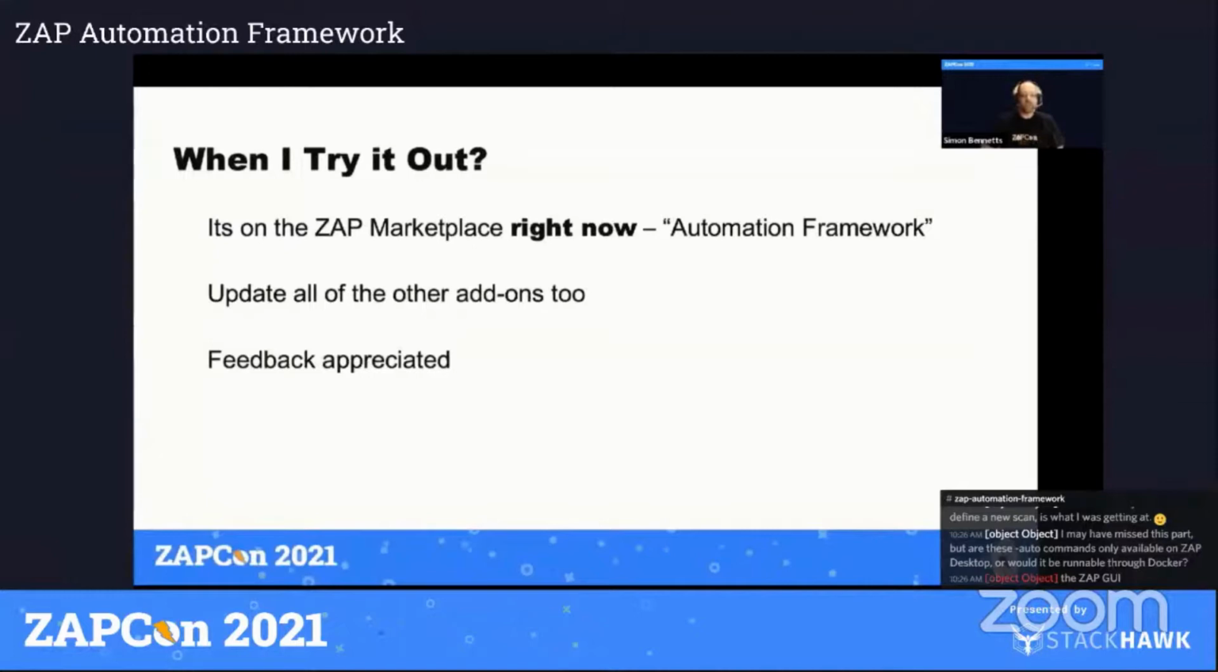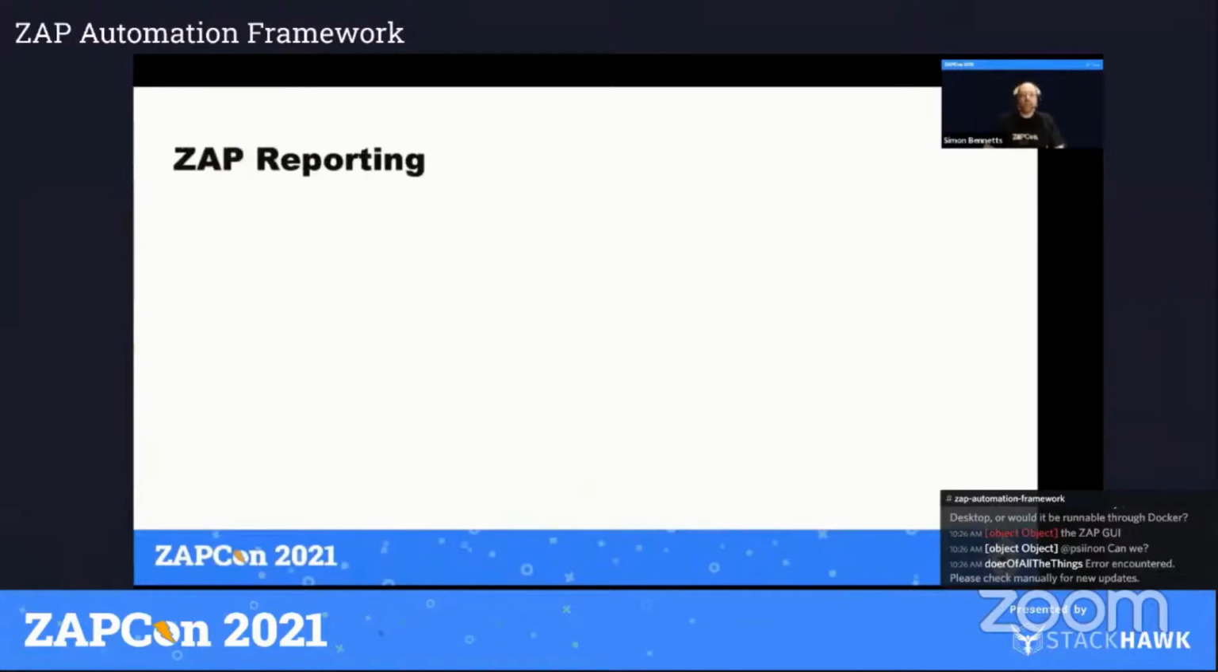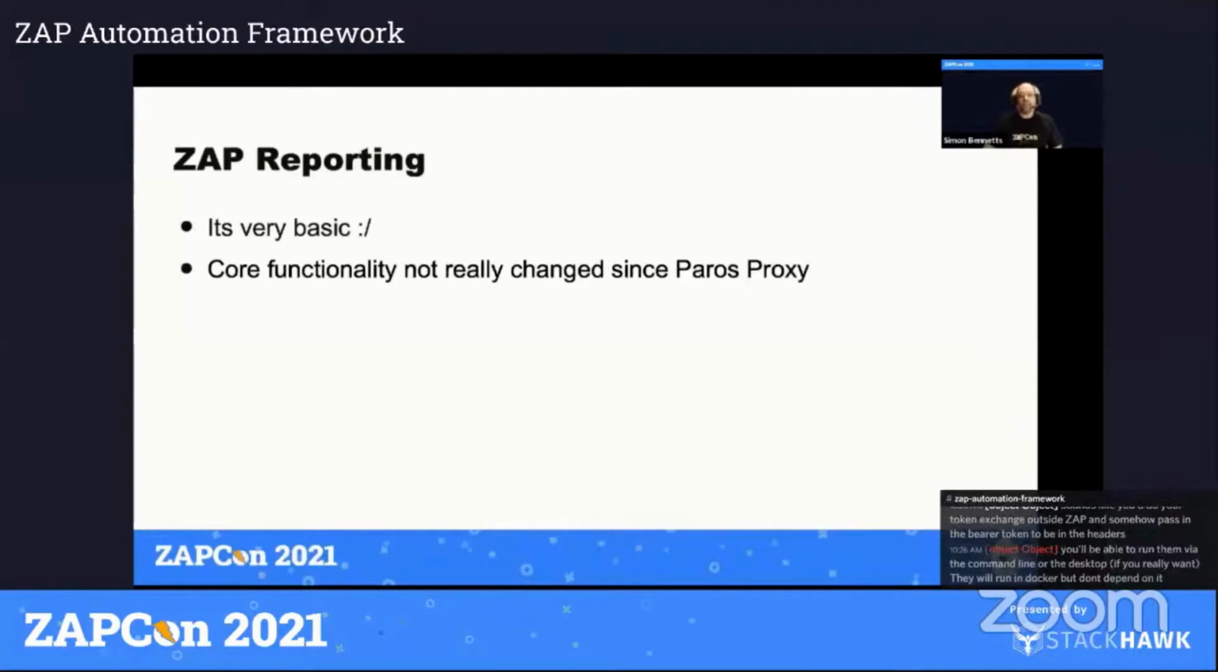Now, that was actually quite a short session, but there's a reason for that, and that's because I've got something else that I want to announce. And that is, you might have noticed that there was reporting included in that. And those who've played around with ZAP reporting, you might have seen it didn't look quite the same as the standard reporting. And that's because we have a problem with ZAP reporting. It is very basic. The core functionality hasn't changed since Paros days.